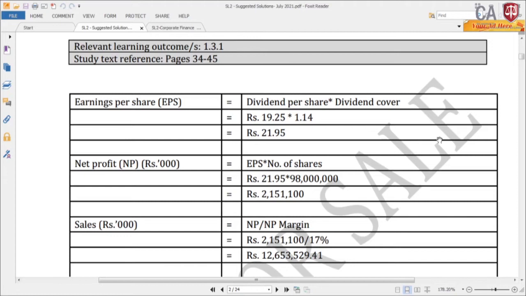That is how much profit after tax the company has per share. If you want to know the total profit after tax, you multiply the earnings per share by the 98 million shares the company has. One share's earnings per share is 21.95, so 2,151,100 is the net profit. That is the profit after tax we need for the return on equity calculation.